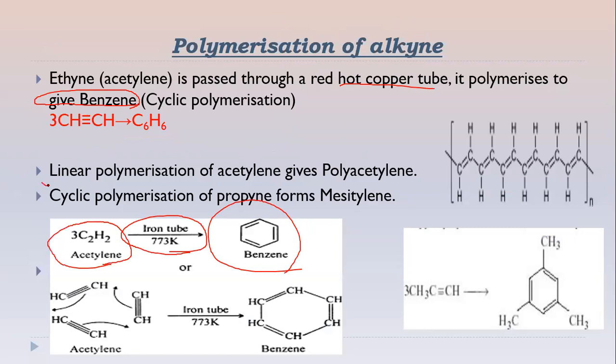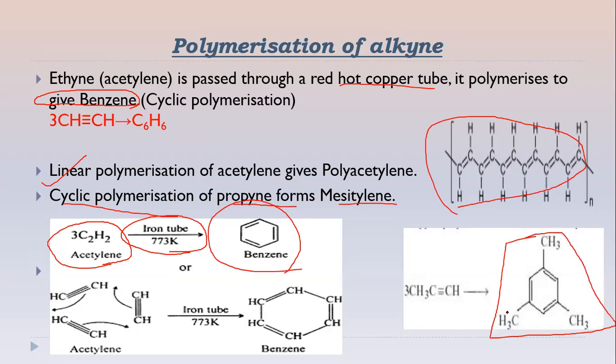Next, linear polymerization of acetylene can give us polyacetylene, which is given here. So this is called polyacetylene. And also cyclic polymerization of propyne, which is another alkyne, gives mesitylene. The structure of mesitylene is this. You have three methyl groups, and we get mesitylene from cyclic polymerization of propyne. So these are different polymerization products of alkynes.